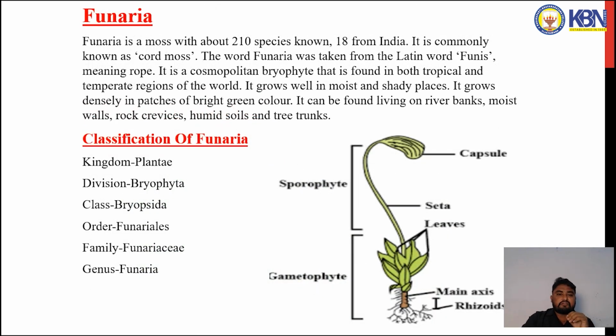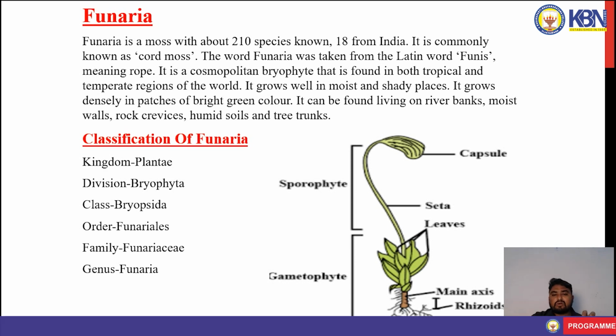Right, Funaria is a moss with about 210 species, 18 of them known from India. It is commonly known as the cord moss. The word Funaria was taken from the Latin word funis, meaning rope. It is a cosmopolitan bryophyte found in both tropical and temperate regions of the world. It grows well in moist and shady places. It grows densely in patches of bright green color. It can be found living on river banks, moist walls, rocks and rock crevices, humid soils and tree trunks.